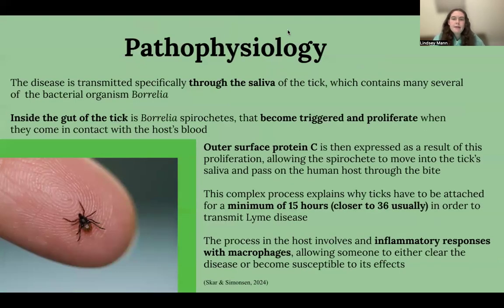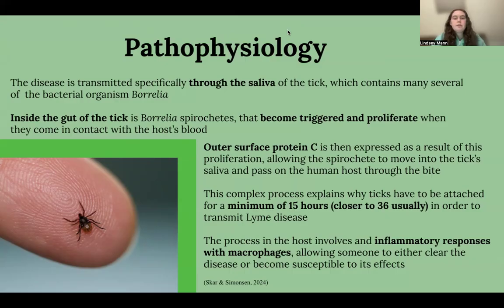So let's get into some of the pathophysiology behind the disease. It's transmitted, like I said, specifically through the tick's saliva, and the specific microorganism that's involved is called Borrelia. There are different strains of Borrelia, but that's the main organism involved in Lyme. Borrelia lives inside the gut of the tick, and it has these spirochetes that are part of it. When the tick bites the host and the host's blood comes into contact with the tick, it triggers the spirochetes to proliferate.